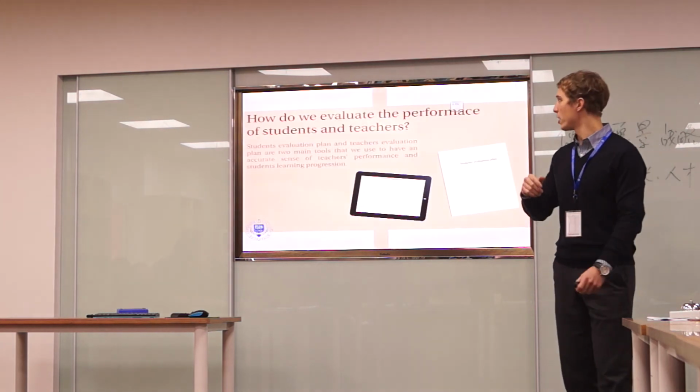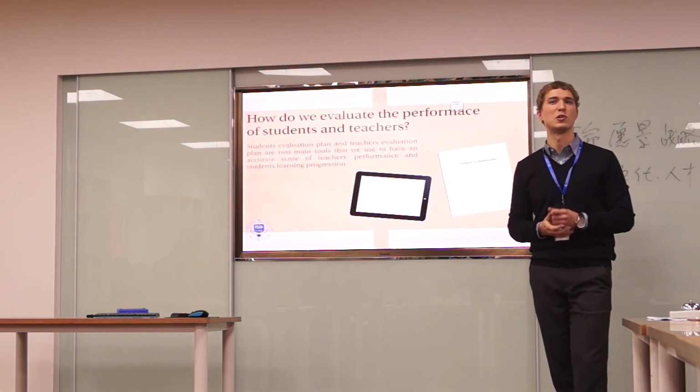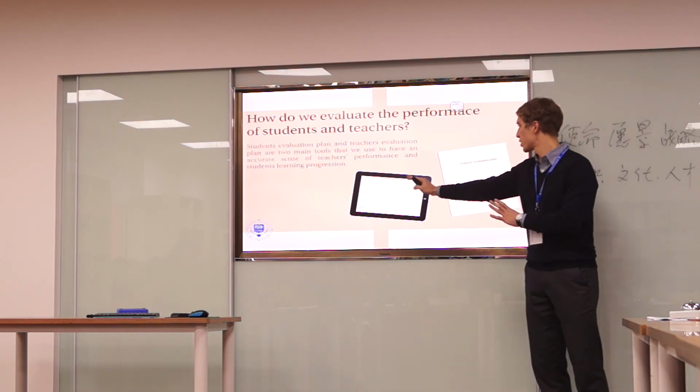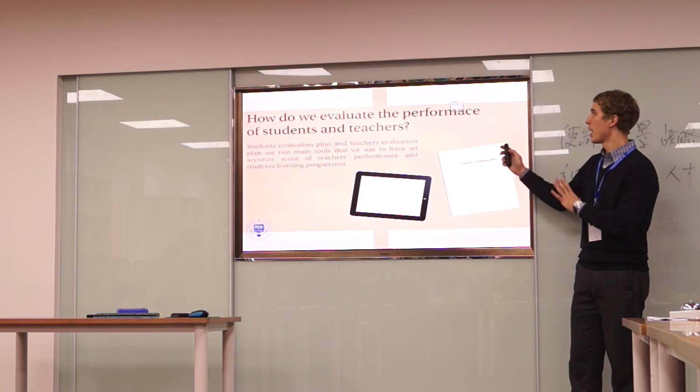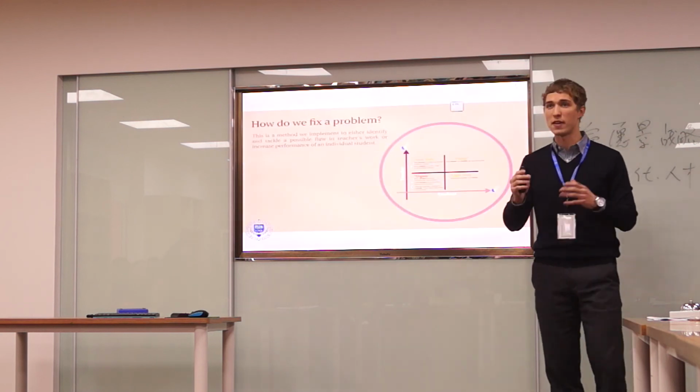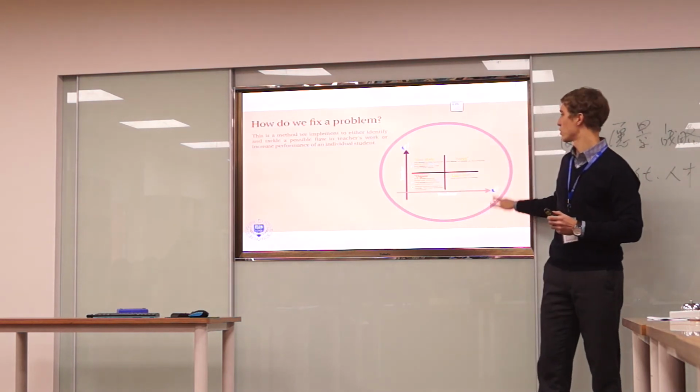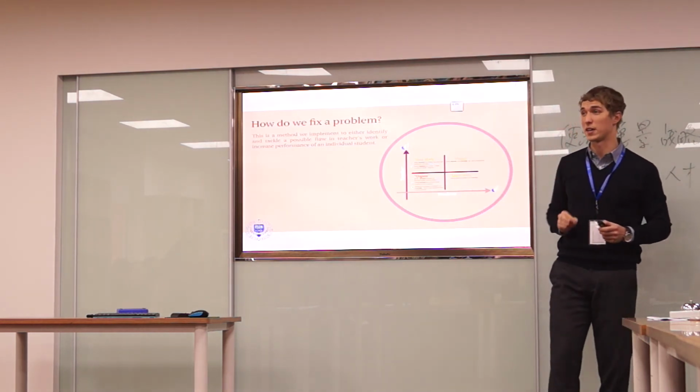Now, I followed up with the explanation of how we evaluate students and teachers, with clear tools for teachers' evaluation and students' evaluation plan, and I ended up saying how we fix a problem using two dimensions, the teacher's dimension and the student's dimension. We pinpoint the problem and try to fix it.